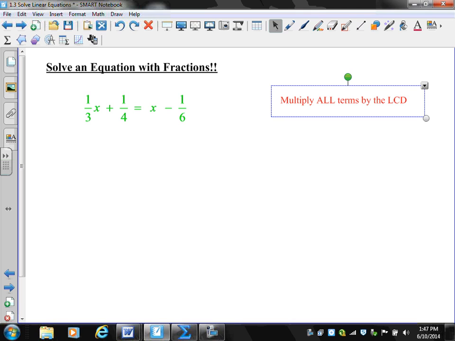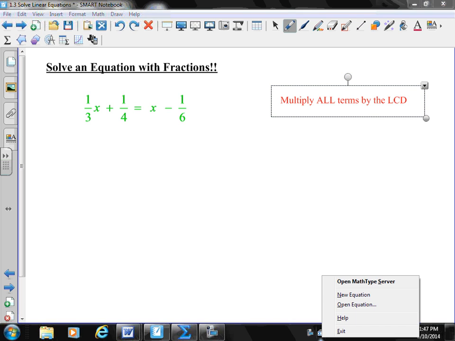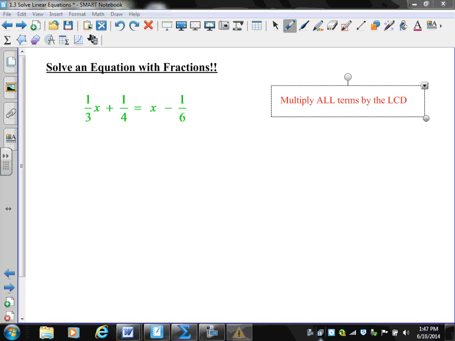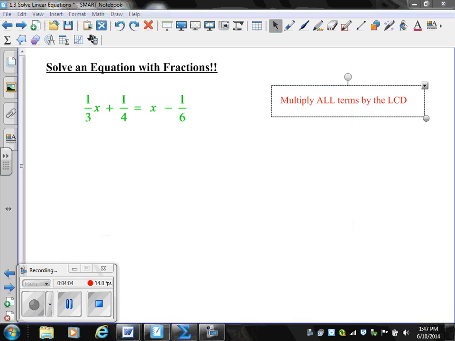You didn't see this thing moving around. Take a look at it now. This is, you definitely should be writing this in your notes here, that we're going to be multiplying all the terms by the LCD. That is the absolute key when you're working with fractions. For those of you who don't remember, the LCD is the least common denominator.